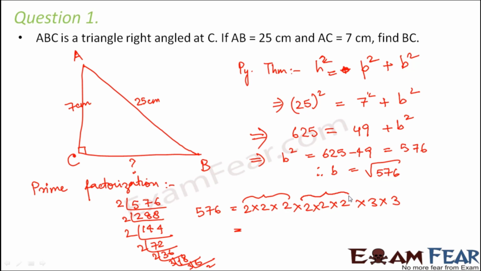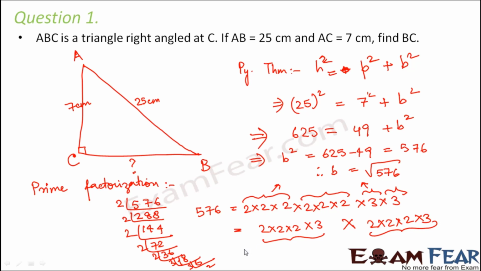So 3 2's together, again 3 2's together. You have 2 3's, so 1 3 and 1 3. So what you can do is, this can be written as 2 into 2 into 2 into 3. So you take 1 out of these and 1 out of this. So you get this multiplied by again the same thing, 2 into 2 into 2 into 3. So this is how we do prime factorization, right?